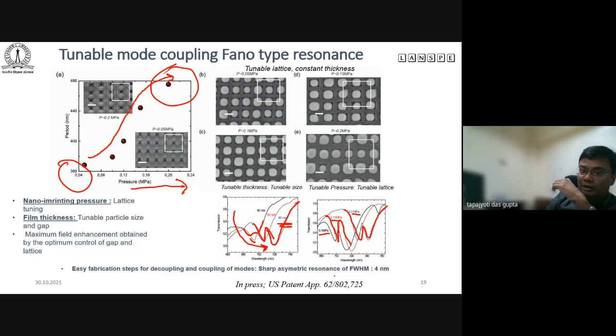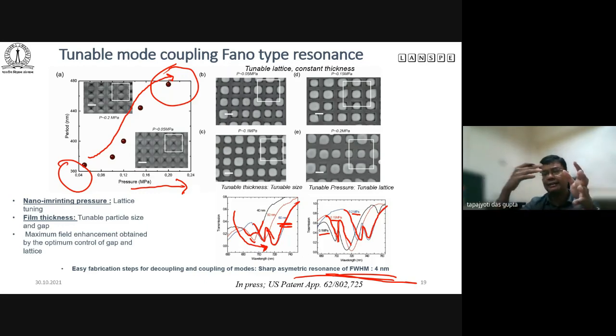And by this process, you get down to a sharp asymmetric resonance with a full width at half maximum of around 4 nanometers, which is typically possible because, first of all, of the process technique. Second, I would say also because of the material, because your material is lossless in this range of interest, near the visible range around 700 nanometers.